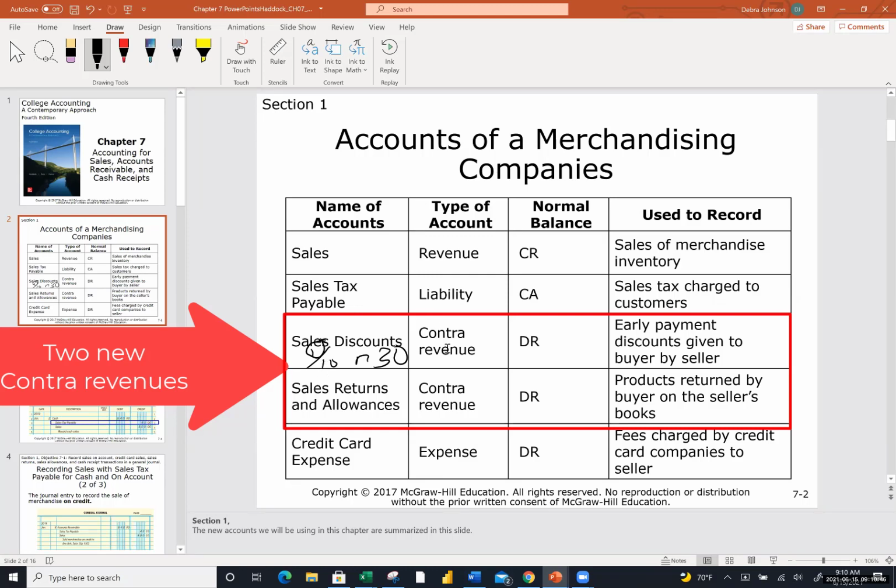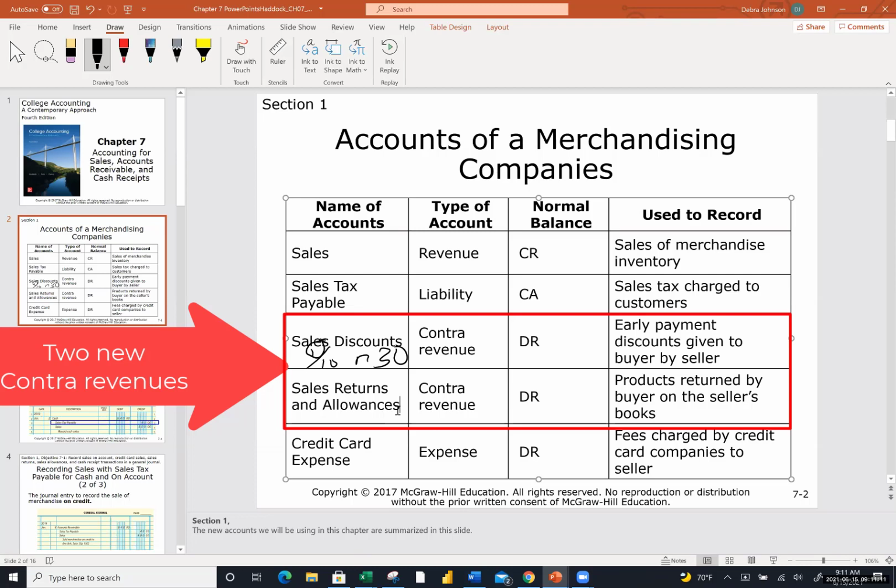It is a contra revenue, and we know what a contra account is now. We've had a couple of them. A contra revenue is an account that's contrary to the normal balance. So a contra revenue account is going to have a debit balance, and that account is used to track early payment discounts.